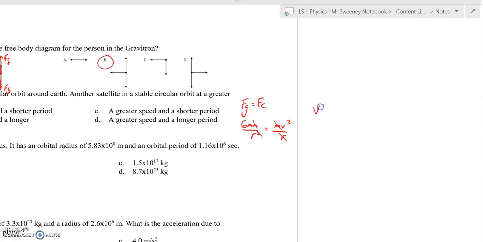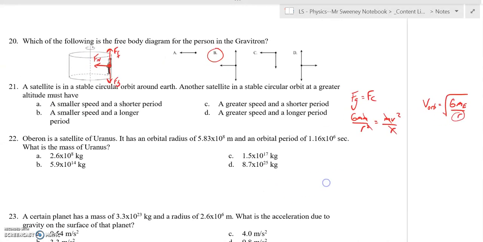So if you solve for the velocity, this orbital velocity, if you want to call it that, you would get the square root of G times the mass of the planet, let's call it Earth, over r. So if we have two satellites, one with a greater radius, the bigger this r value is, the slower it can go, and the longer period it will have. Therefore, if this other satellite is at a greater altitude, it's going to be going slower and have a longer period.